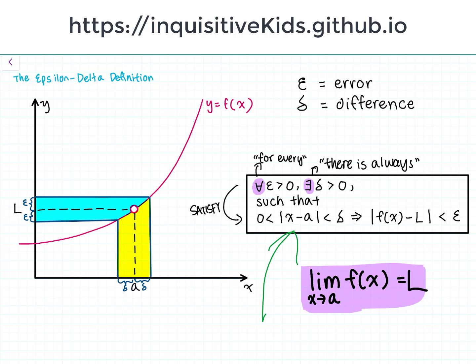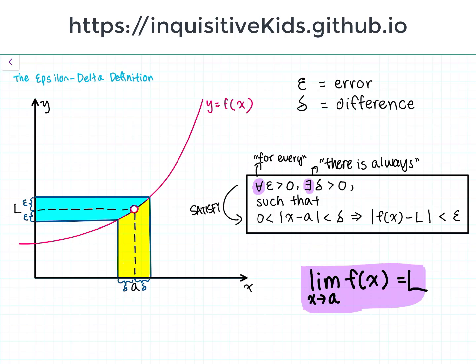For every epsilon that is greater than 0, there is always a delta that is greater than 0, such that 0 is less than the absolute value of x minus a, which is less than delta, and the absolute value of f of x minus L is less than epsilon. So how does this define a limit, and what does it really mean?